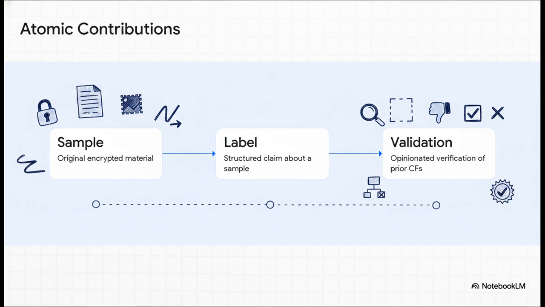Now, a validation absolutely cannot stand on its own. It's basically a reviewer coming in and saying, hey, I approve or I reject this, based entirely on the exact IDs of those previous steps. And remember, throughout this, the original sample and label stay totally unchanged.